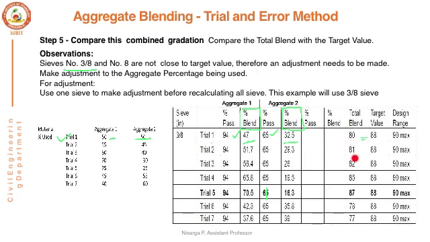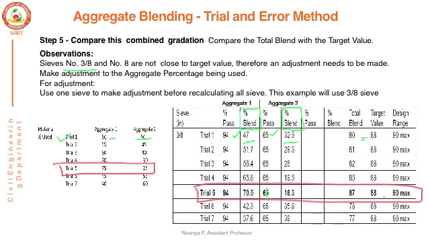A lot of variation. And similarly, if you check trial 5, the target value is 88 and the total blend obtained is close to the target value, that is 87%, compared to all the other trials. So now we can freeze trial 5. If you check in trial 5, what is the proportion that we have considered? We have considered 75% of aggregate 1 and 25% of aggregate 2.